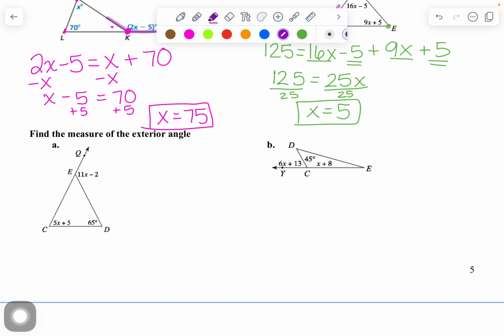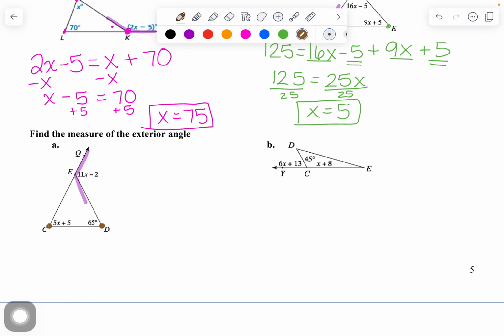Last two problems on the page, I change the instructions one more time. This set of questions asks me to find the measure of the exterior angle. So, similar to an idea I already did, I have to find x, but then once I find x, I plug it back in. There's the exterior. Here's the two inside, not right next to it.